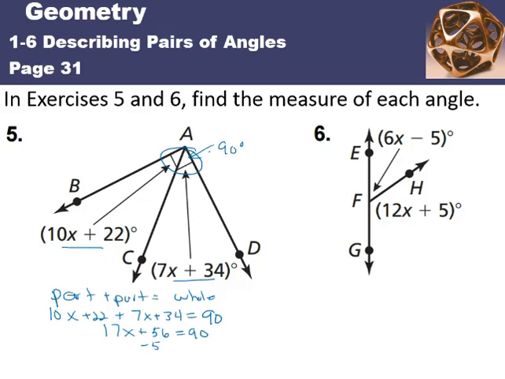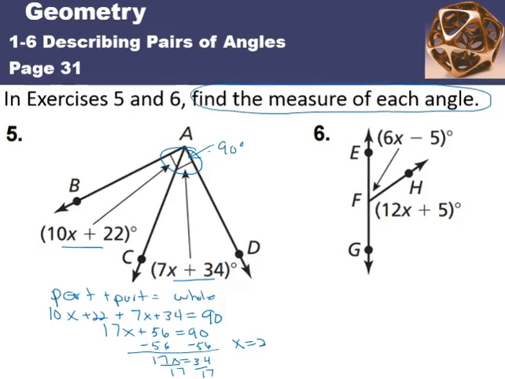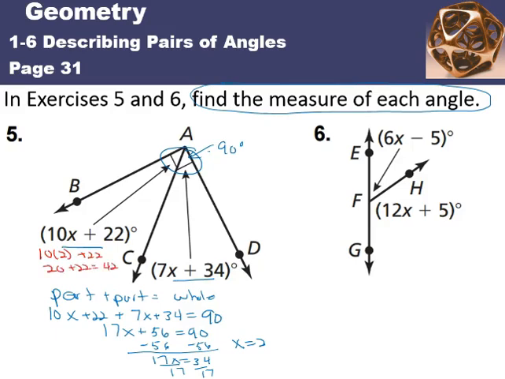Then I'm going to subtract 56 from both sides. And I get 17x equals 34. And I can divide by 17. And I get x is 2. Okay, that's x, but it says to find the measure of each angle. So that means I have to plug in. So x is 2. So I'm going to do 10 times 2 plus 22. So 20 plus 22 is 42. So I know that the measure of angle BAC is 42.